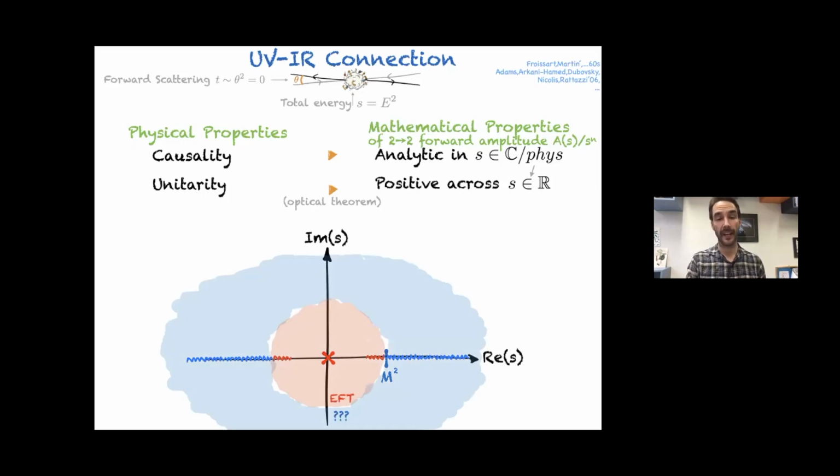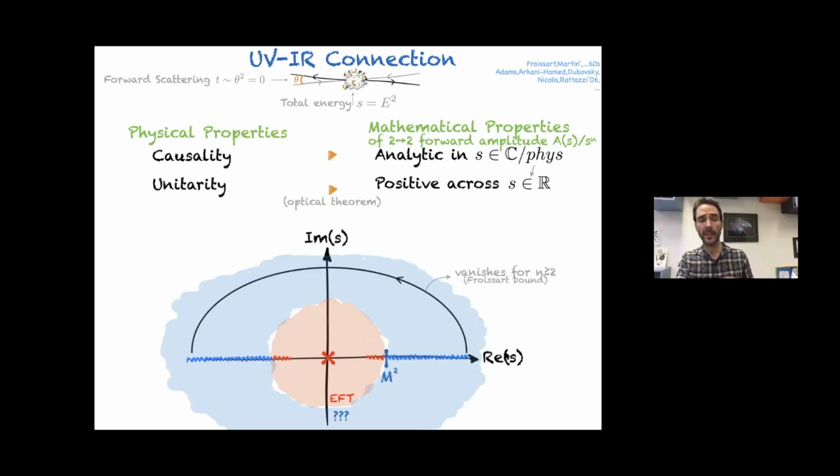Now, the complex S plane is basically divided in two parts. One region below the cutoff, which is where the effective field theory actually works, and one region above the cutoff, which is instead where I don't know what goes on. It's the UV theory, and we don't have access to it. Now, consider this integral at very large S, at infinity. It turns out that this vanishes because of the Froissart bound. If I divide by at least 2 powers of S, this contour vanishes here.